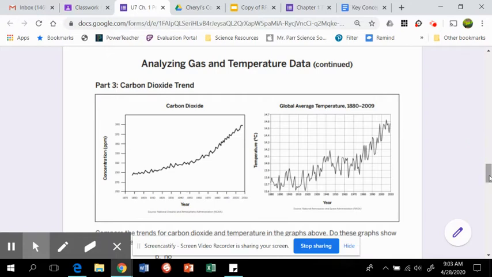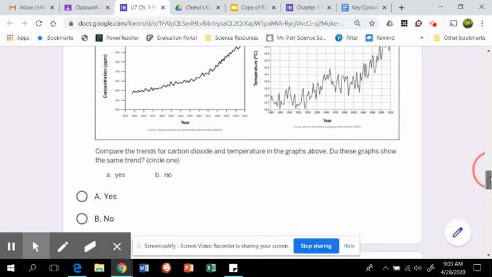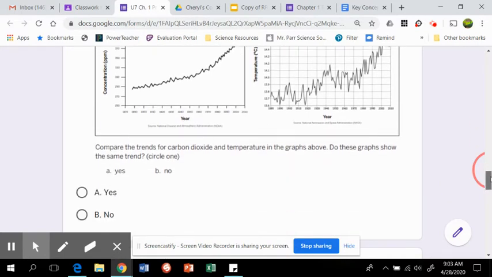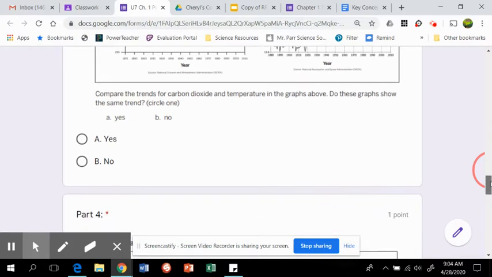Part 3, carbon dioxide trend. On the left, we have a graph of carbon dioxide in the atmosphere. And on the right, we have the global average temperature from 1880 to 2009. Compare the trends for carbon dioxide and temperature in the graphs below. Do these graphs show the same trend? Your answer choices are yes or no. So you're going to choose one there.